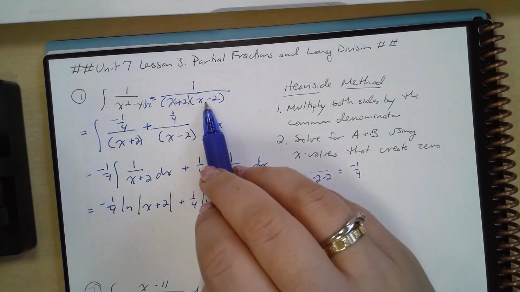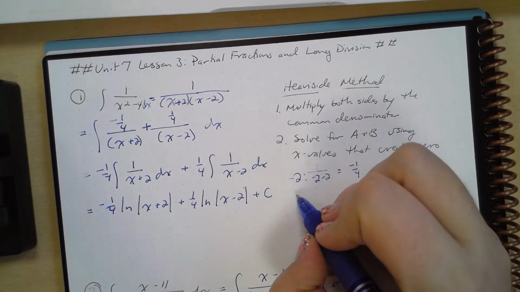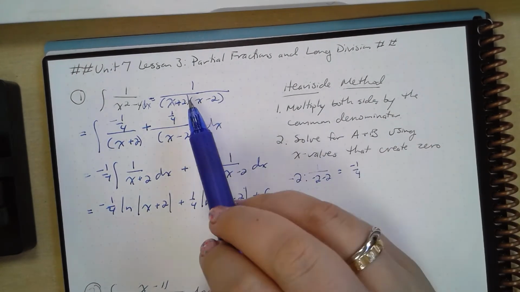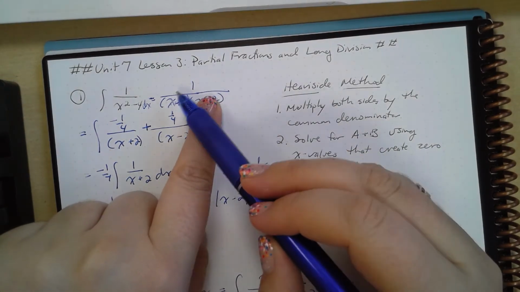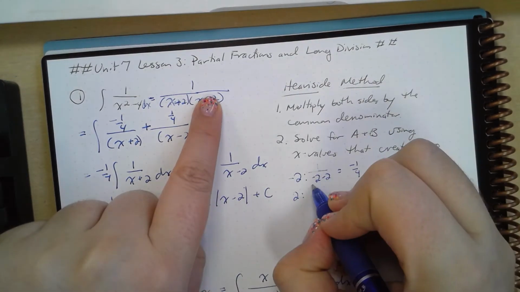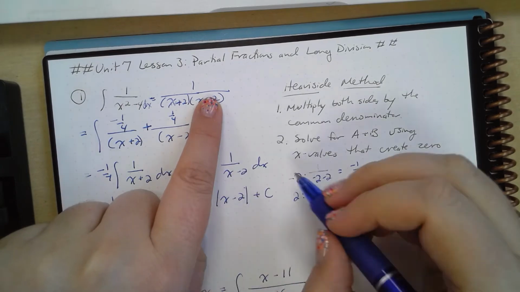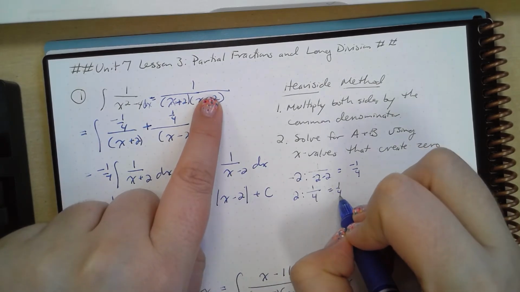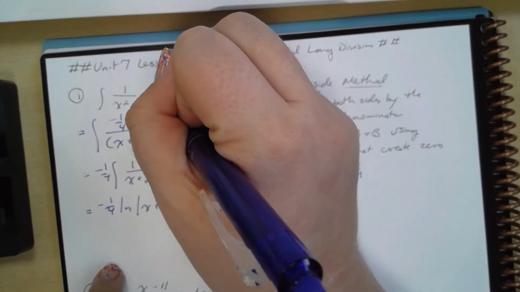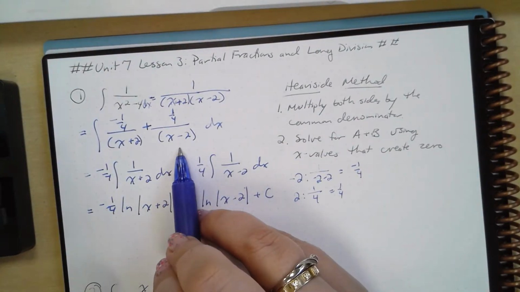Now, what plus negative 2 would equal 0? Well, I know that's going to be 2. So if I cover this up and I substitute in 2 for x, I'm going to have 1 over 2 plus 2, which is 4, so that of course just equals 1/4. Now I'm going to put 1/4 over x minus 2.